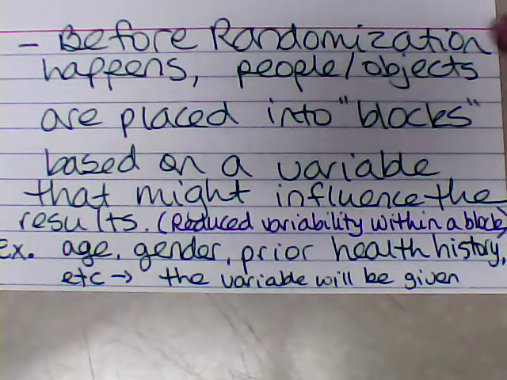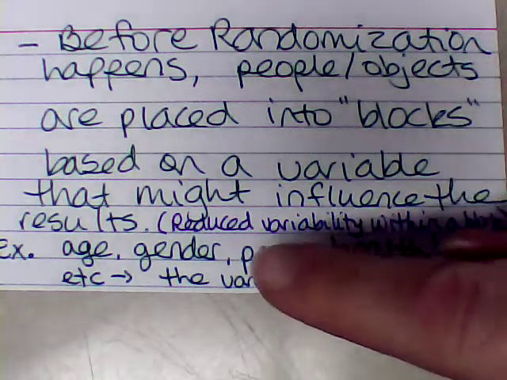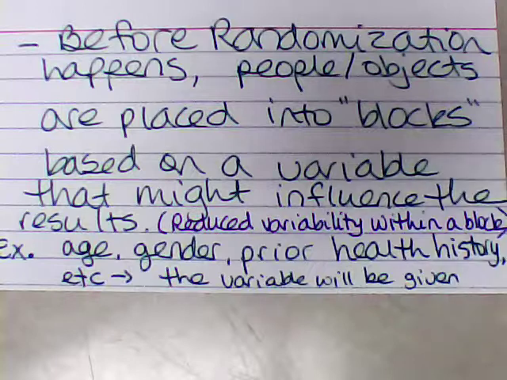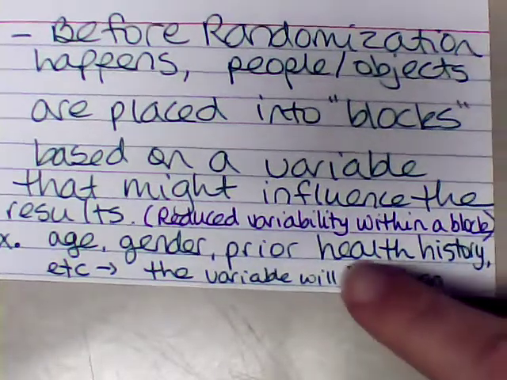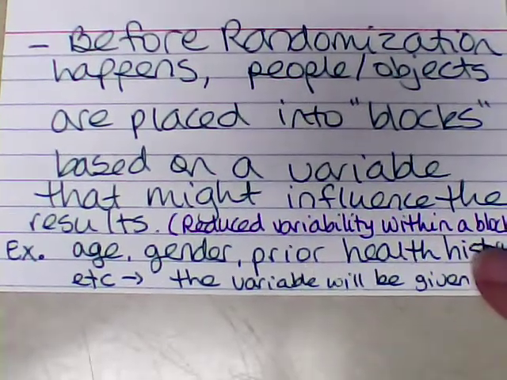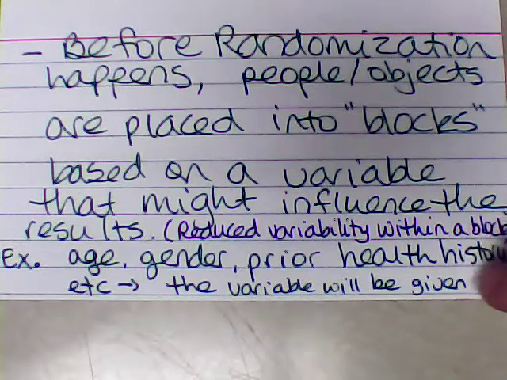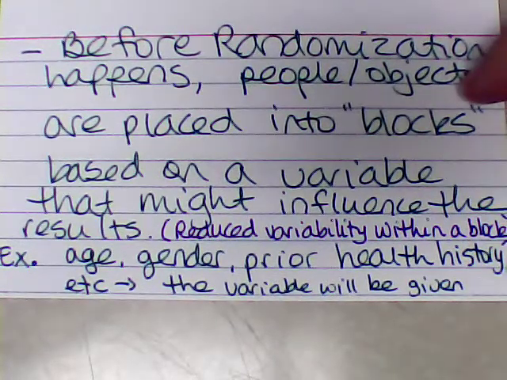So you can't randomize into these things. You can't randomize someone's gender. You can't randomize someone's age. You can't randomize and say that you've smoked before and you haven't. So the creation of blocks happens before the randomization.